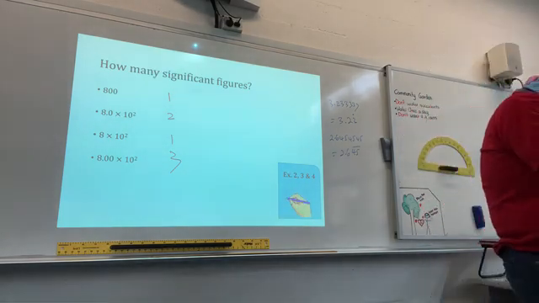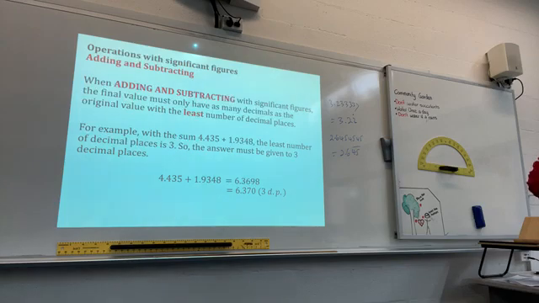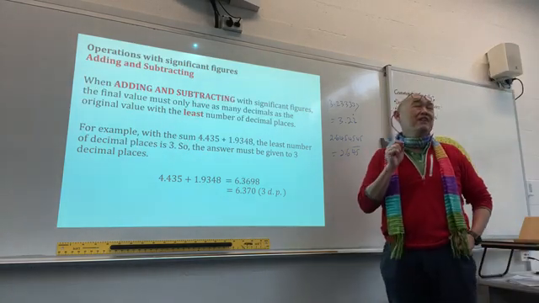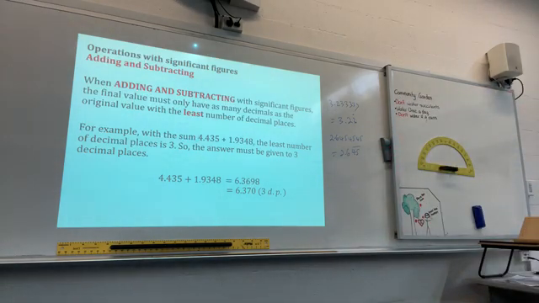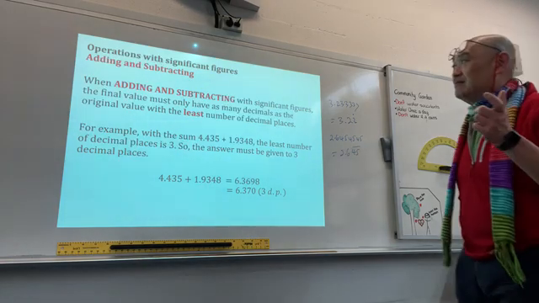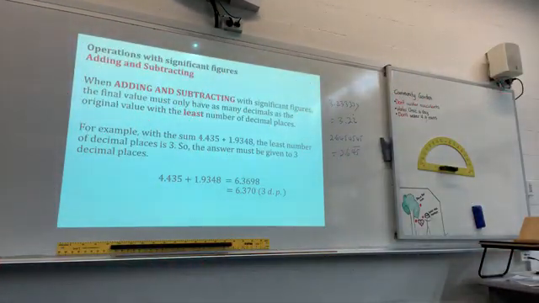All right, when you're ready, let's concentrate on the whiteboard, please. Last bit of the lesson, and then you've got some exercises you could do. Now, let's think about operations with significant figures, adding and subtracting. When adding and subtracting with significant figures, the final value must only have as many decimals as the original value with the least number of decimal places. That's how you should round it for adding and subtracting.